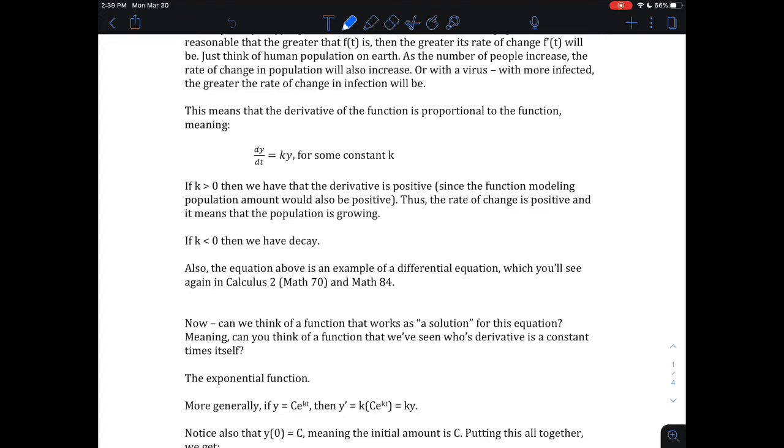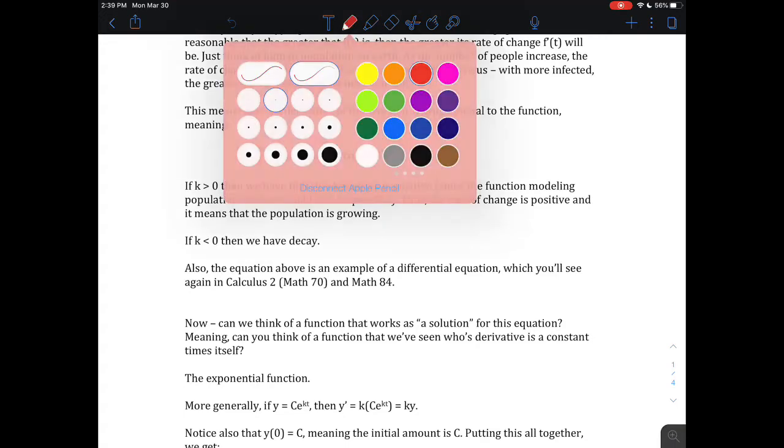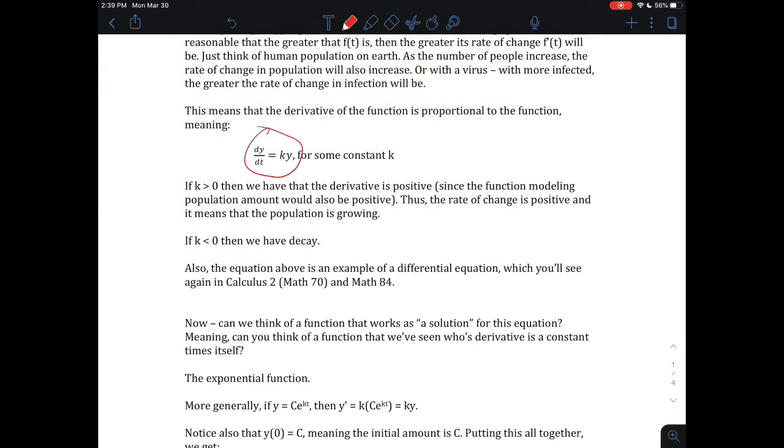The equation above, meaning the one involving the derivative, is called a differential equation. It's an equation that involves the derivative of a function and the function itself. You're going to see more of those in Calculus 2 and also in Math 84, which is after Calculus 3.